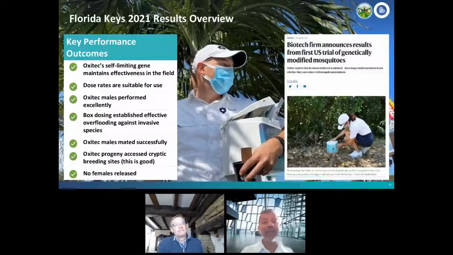In addition, we also collected eggs and larvae from what are called cryptic sites. So we referenced earlier buckets, wheelbarrows, jet skis, any place where water collected, the clay saucers at the base of pots. We collected from essentially the natural and artificial containers where female Aedes aegypti lay their eggs. And we found fluorescent larvae in those sites.